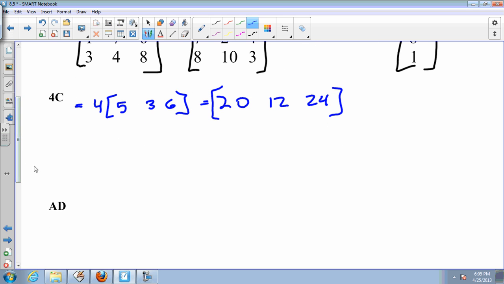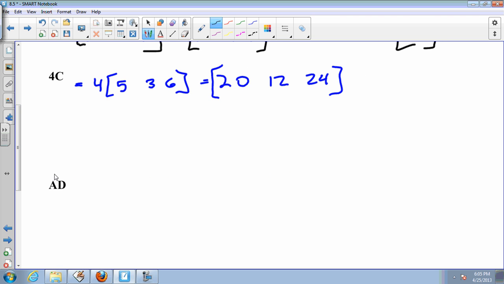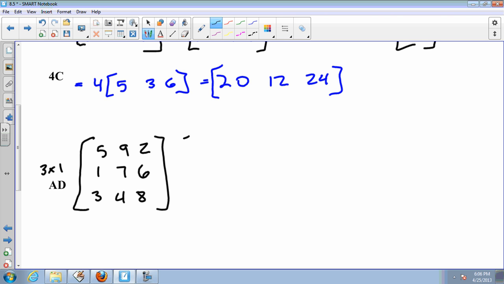Our next request is A times D. Let's first look at the size. A is a 3 by 3. D is a 3 by 1. So we can do this, and our outcome will be a 3 by 1. So we are starting with 5, 9, 2, 1, 7, 6, 3, 4, 8. We are going to multiply it by 4, 8, 1.